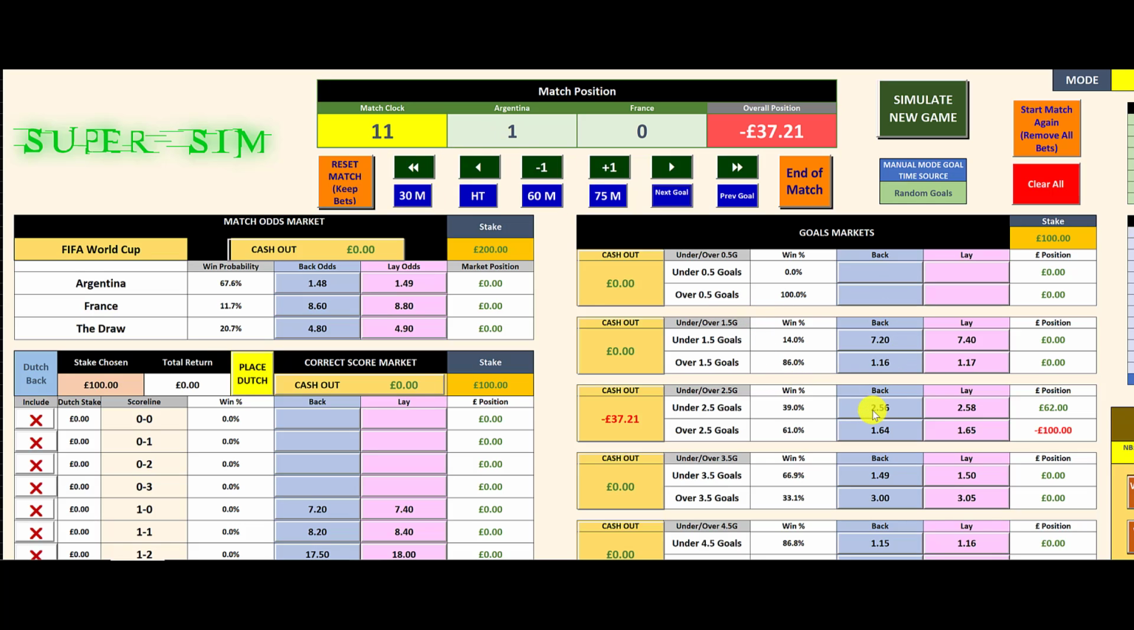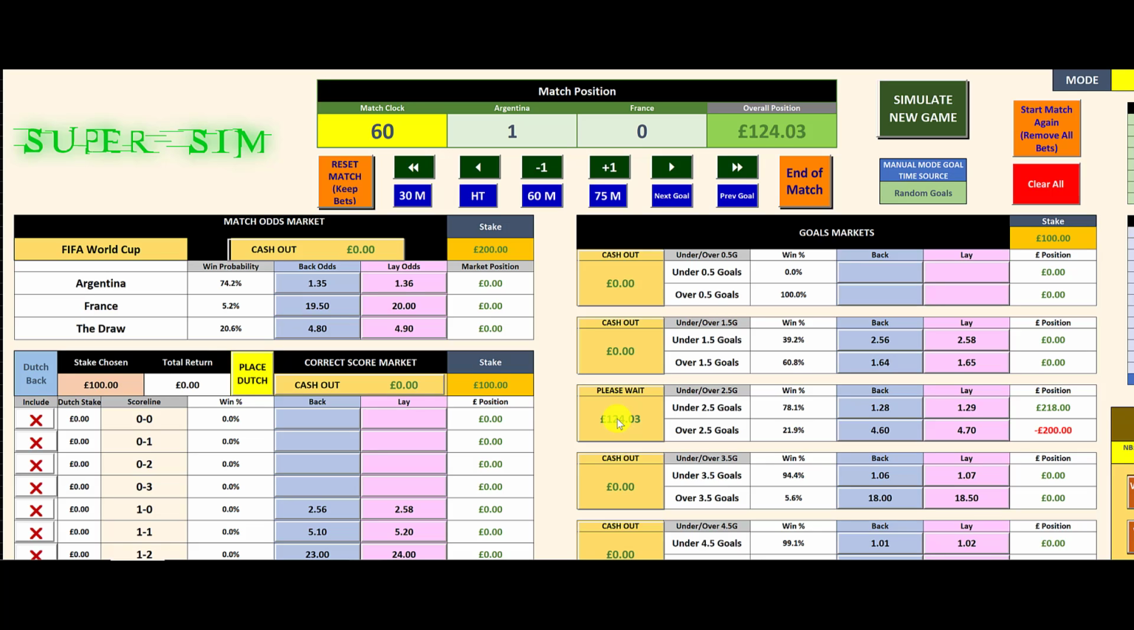11 minutes. That would mean we can back under 2.5 goals again, they're at 2.56. And, well, this will be interesting. Let's press next goal and see what happens after this. 76 minutes would have been the next goal. So we would have been out. We would have been out around that 60-minute mark. So let's just put the clock back to 60 minutes. And this is going to be another profit. Let's get it locked in.